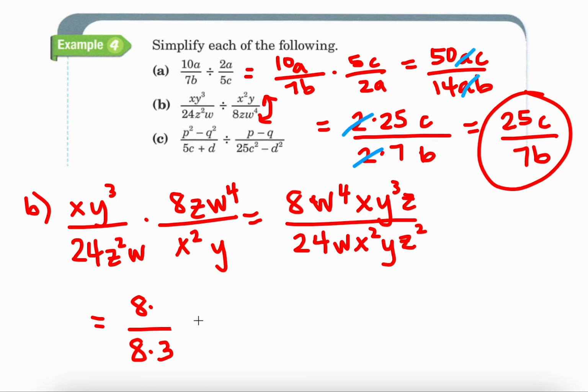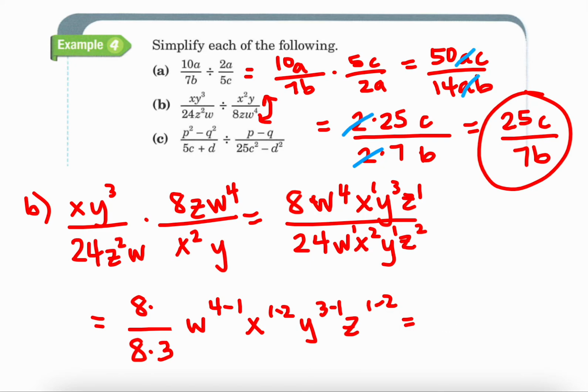So with my W's, I'm going to have W to the 4 minus 1 power. For my X's, I'm going to have 1 minus 2, top minus bottom. For my Y's, it's going to be 3 minus 1. For my Z's, it's going to be 1 minus 2. All right, let's rewrite this then.